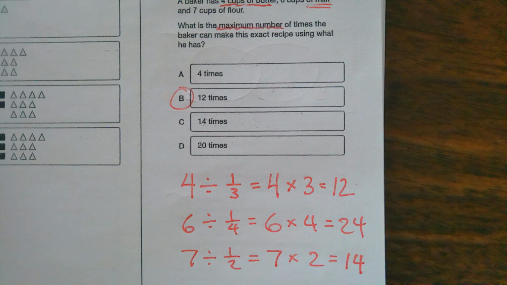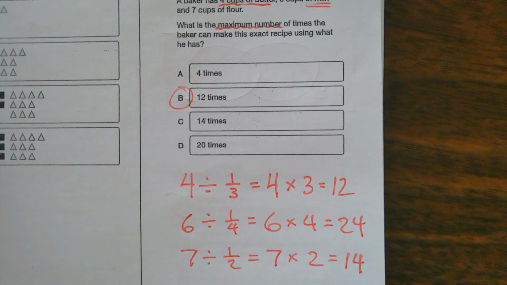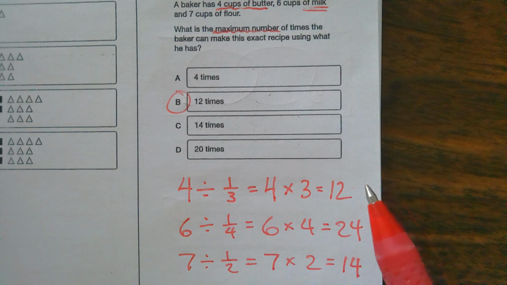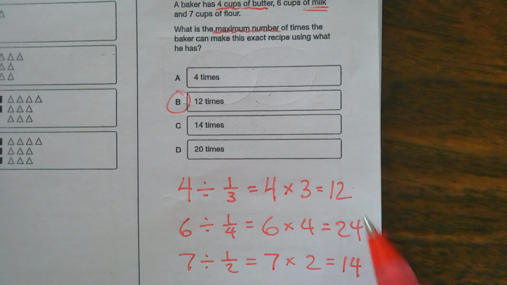Okay. So I do have enough milk to make 24 of this recipe, but I don't have enough butter. So in that case, out of these 3, I have to take the lowest, which is the 12.